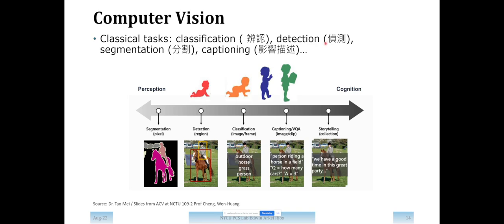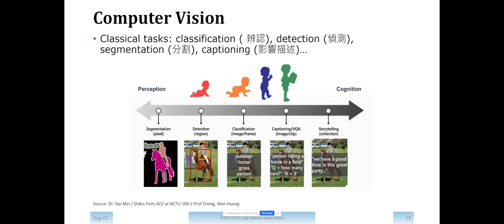Then there's detection, usually object detection, where we not only want to predict what the classes or categories are, but we also want to give boxes for where the object is. So in this case, this is a person, this is a car, this is a horse, and so on.